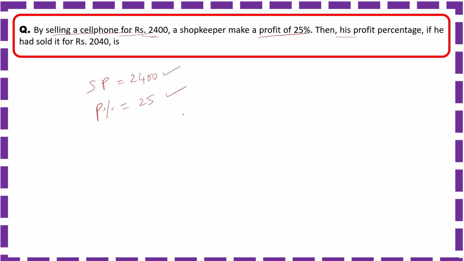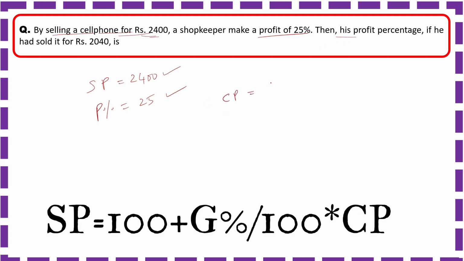If we calculate the cost price, then we can find out the percentage gain. We know the formula: cost price is equal to 100 plus gain percent by 100 into CP.